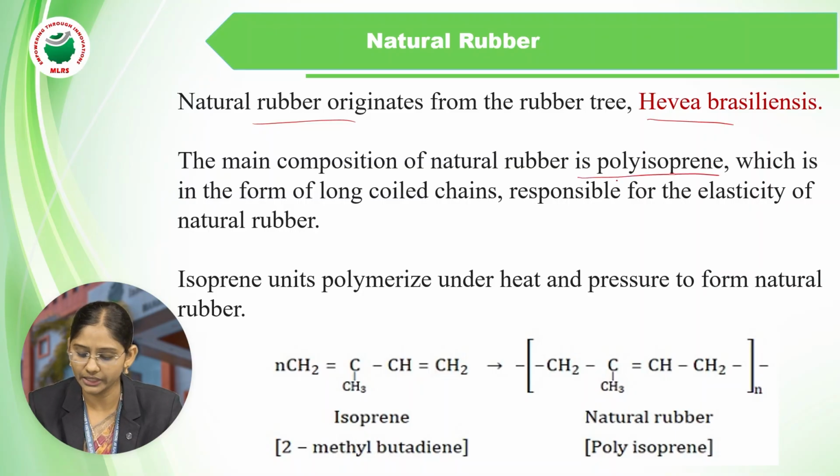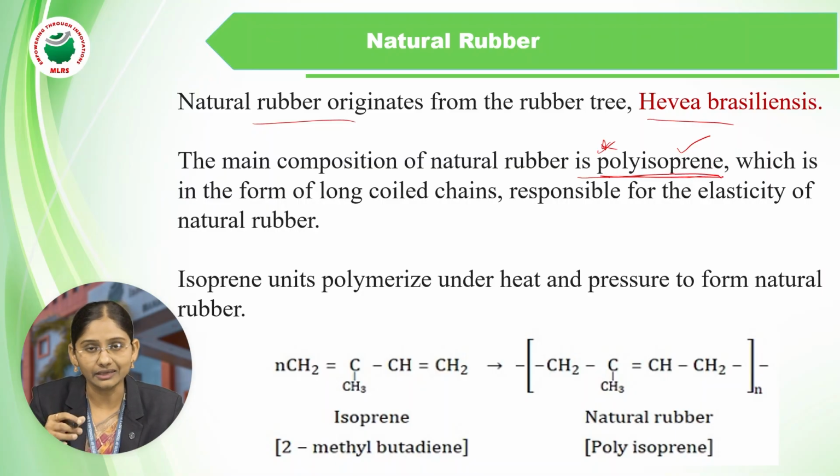The main composition is the polyisoprene. This point is very important. We have to remember the composition of main natural rubber is polyisoprene. How this polyisoprene is formed: in the previous slide we have discussed how rubber is obtained in the form of a latex.